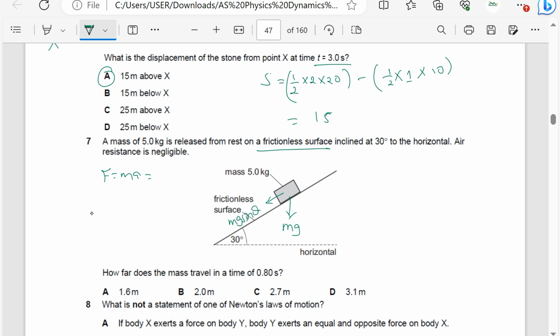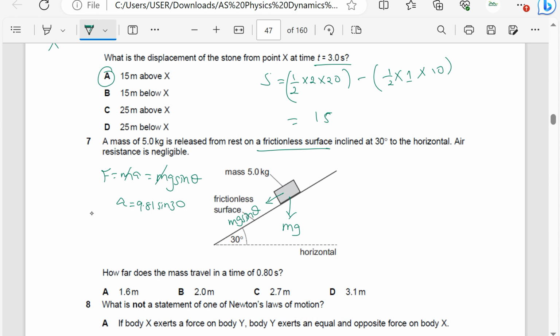We resolve mg parallel to the plane. So this is going to be mg sin θ. So it means the acceleration of the mass is g sin θ, because m cancels. So it is 9.81 sin 30. That is the acceleration. Then how far?